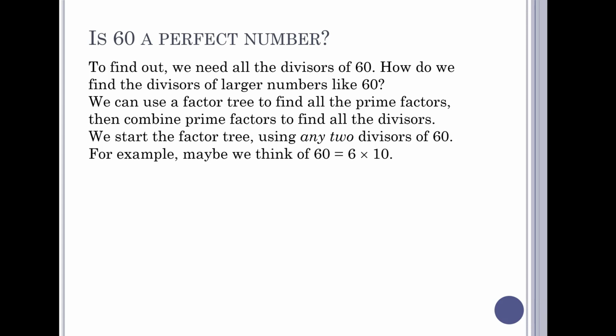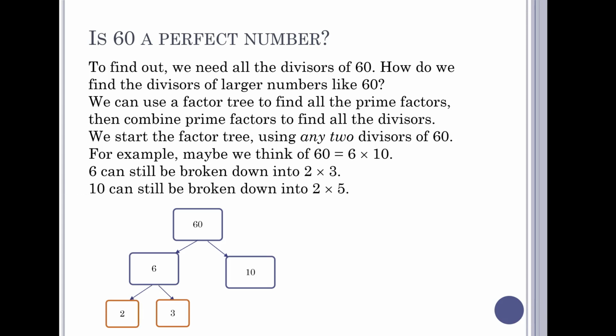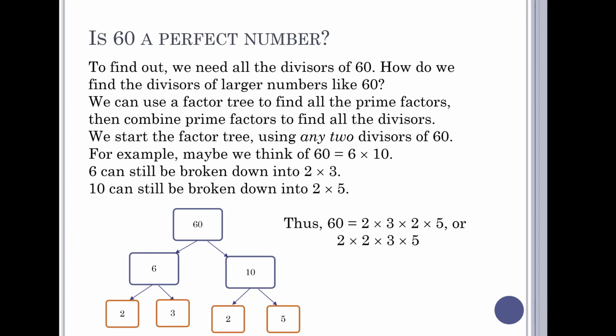So let's say we start with 6 times 10. Here's 60. We branch out to saying 60 is 6 times 10. The 6 can still be broken down into 2 times 3. So we break it down into 2 times 3. And the 10 can still be broken down into 2 times 5. Now, I made those numbers orange because the 2, the 3, the 2, and the 5 are all prime. So we stop there. 60 is 2 times 3 times 2 times 5. Or if you want to, you can reorder it 2 times 2 times 3 times 5. Those are the prime factors of 60.